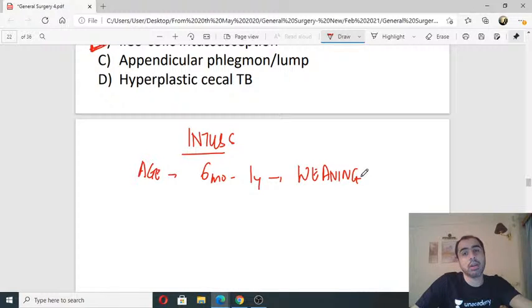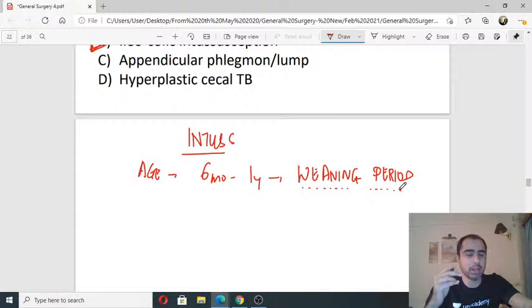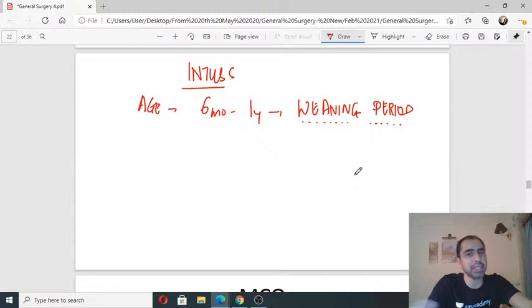Weaning period. Anybody can tell me why? If you know the fundamentals, you will never forget. In NEET 2021, in 2020, they had asked a question on one of the signs of intussusception. That they will not ask again. Now they will ask you something like this. When does it normally present? It's normally seen in the weaning period.